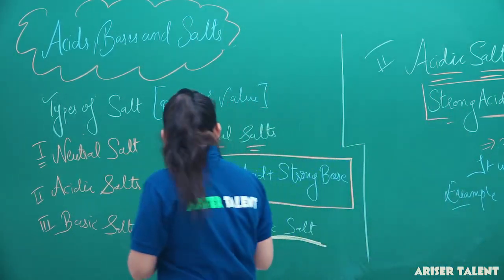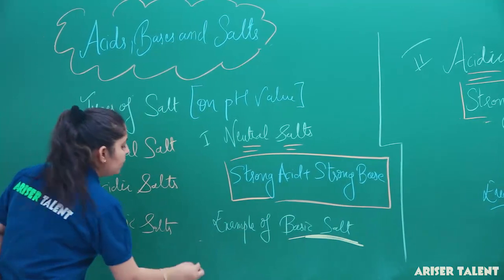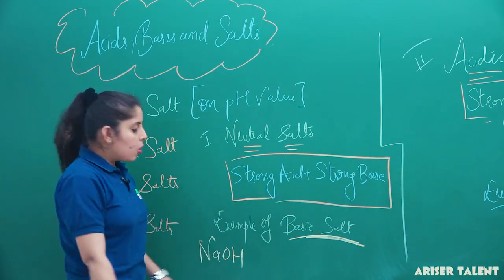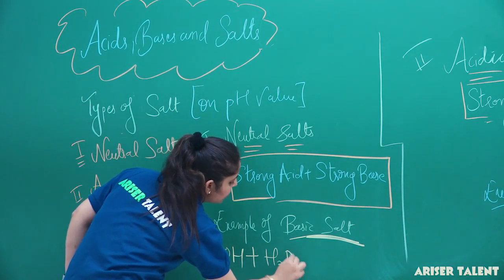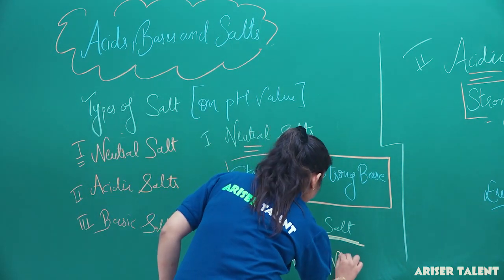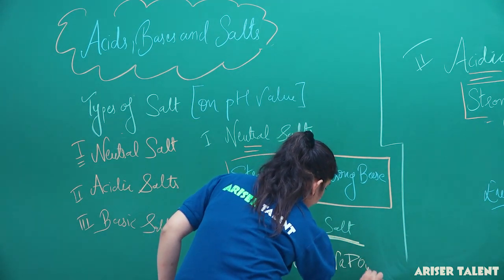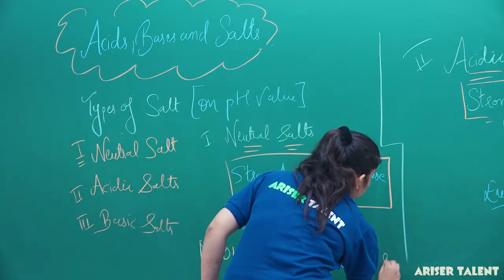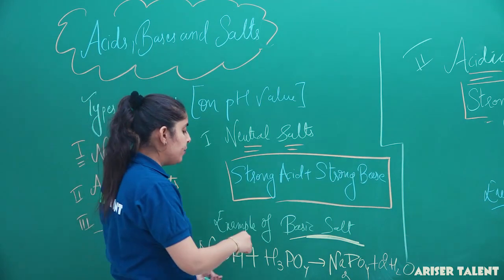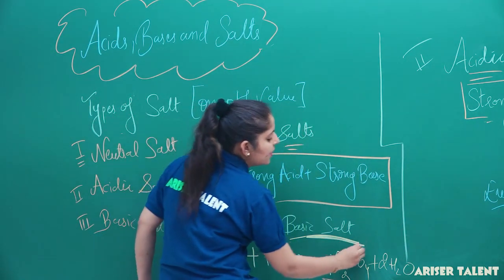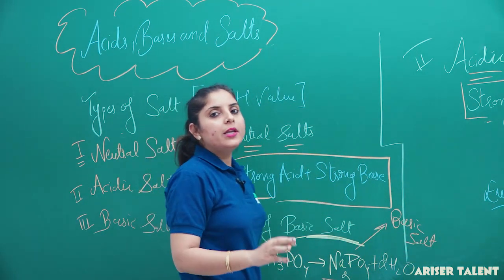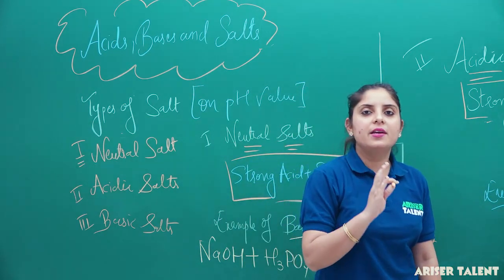So here I am writing the example of the basic salt. For making the basic salt, what am I taking here? I am taking NaOH. This is a very strong base and it is reacting with H3PO4. So what is it going to form? It is going to give you NaPO4 plus H2O, which will be liberated from the solution. So this sodium phosphate, this is Na2PO4. This is our basic salt. Clear? So the basic salt will be formed only whenever you take a strong base with a weak acid.